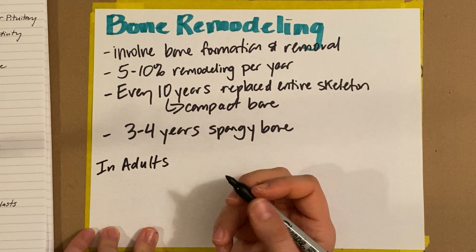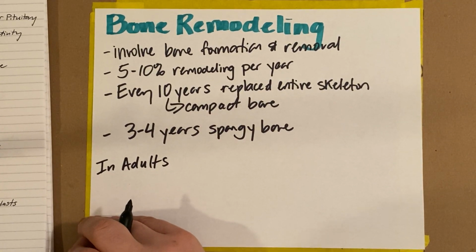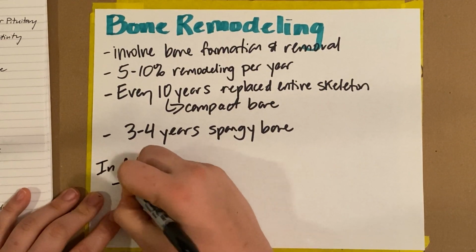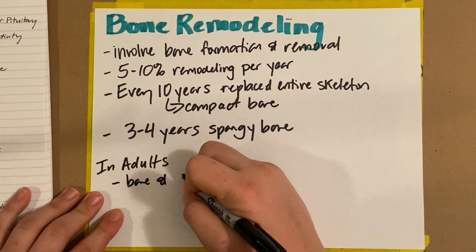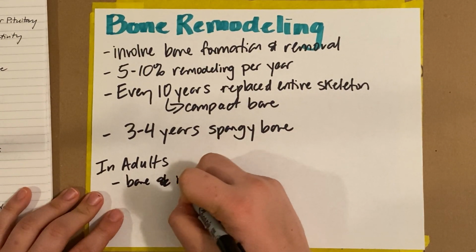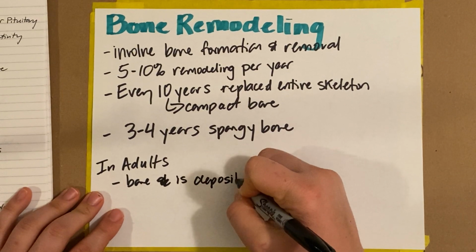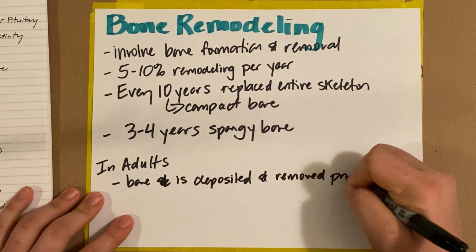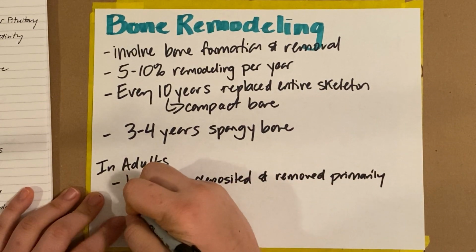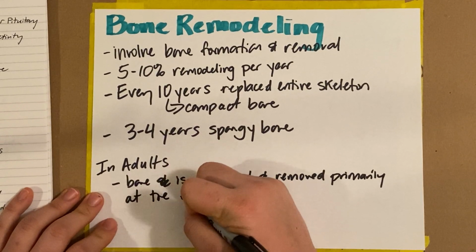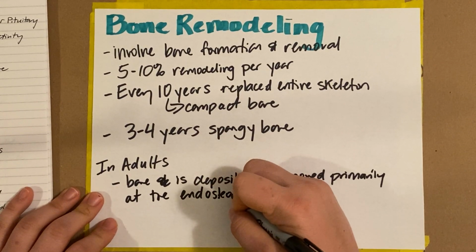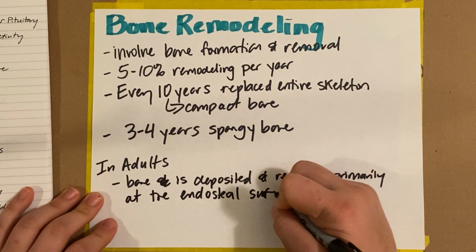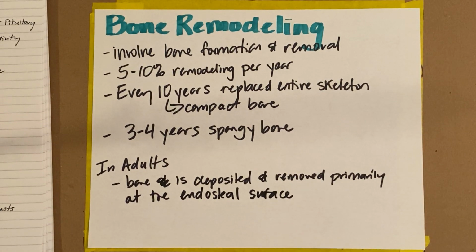Now in adults, bone is going to be deposited and removed primarily at the endosteal surface, so that's going to be on the inside. That's going to be the inner cavity.